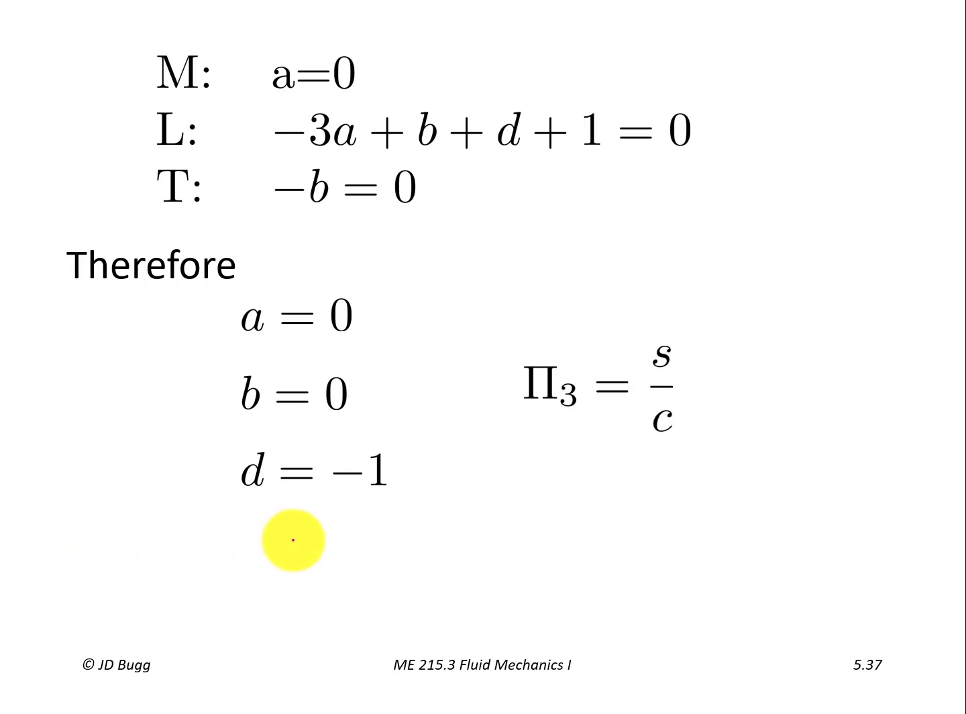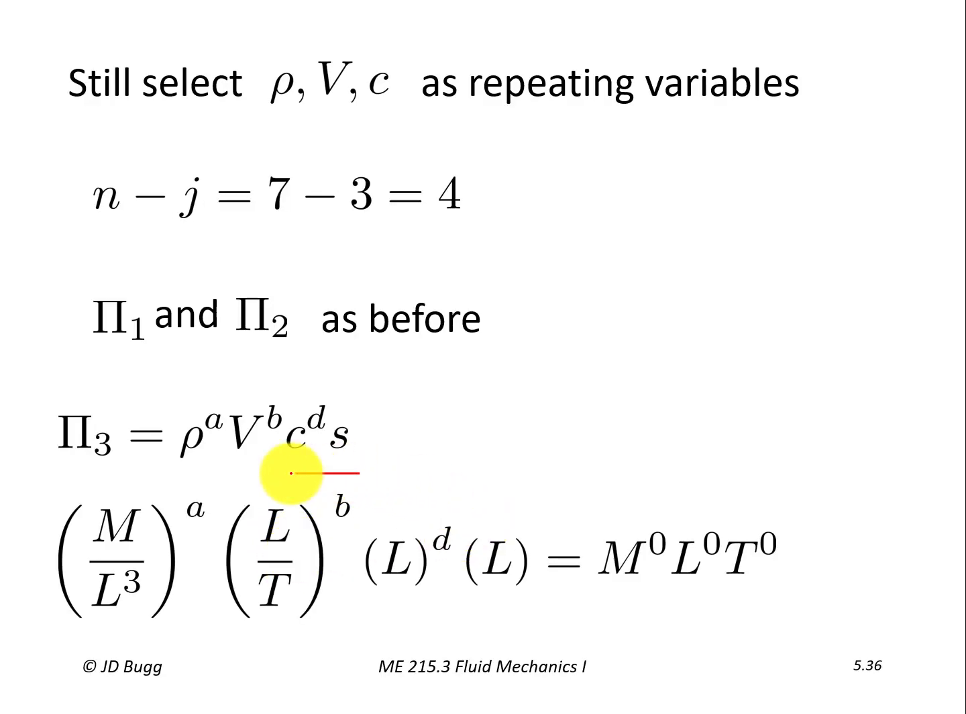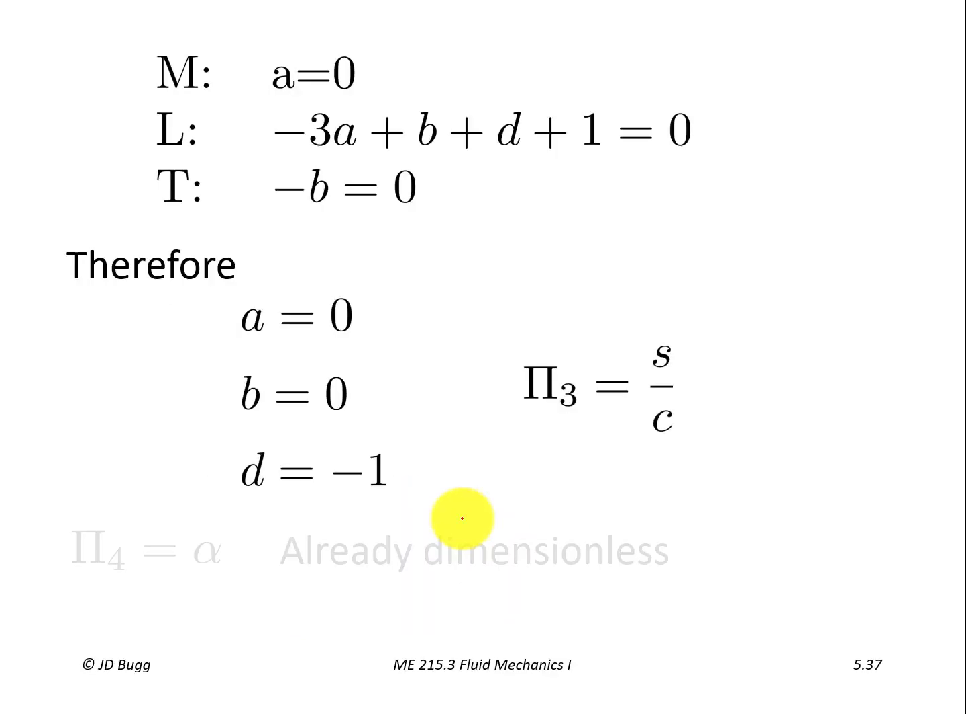If we wanted to go through this whole process here of writing this all out, we could certainly do that, but there's no dimensions here, so A, B, and D all have to be 0. Okay, so pi 4 is alpha because it's already a dimensionless number. So that's another thing that we can use to do our Buckingham pi theorem a little bit quicker.